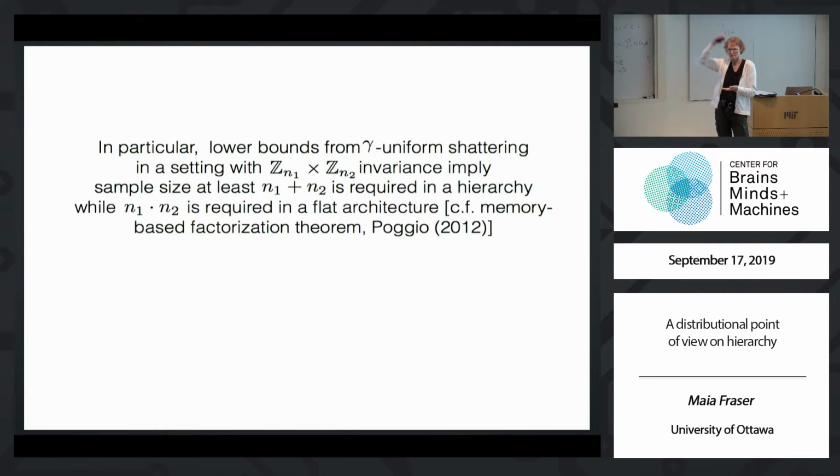At each step, you have an n1 lower bound at first and then an n2 lower bound. That's if you learn, first of all, invariant features under one of the factors and then invariant features under the other. Whereas to do this in a flat architecture would require n1 times n2 sample complexity. So this is a much larger sample complexity.